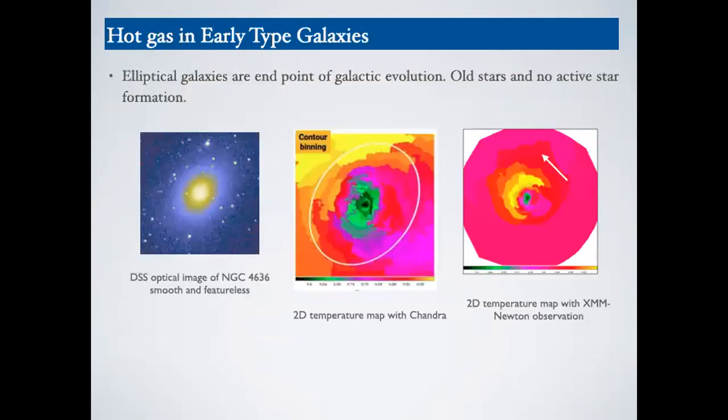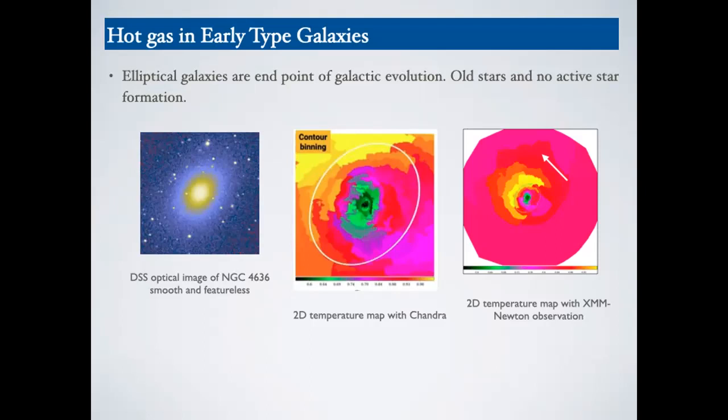So now talking about how the hot gas in early type galaxies looks. Like I mentioned, the elliptical galaxies are considered the endpoint of galactic evolution. In the Hubble scheme of galactic evolution, the galaxy starts as something like an amorphous irregular galaxy like the Large Magellanic Cloud. It becomes a spiral galaxy with arms and dust, and then slowly, with the process of galaxy mergers with other galaxies, or with star formation slowly dying out, it turns into an elliptical galaxy. The elliptical galaxies are characterized by old stars and no active star formation. Many of these galaxies also don't undergo any active astrophysical processes like mergers.